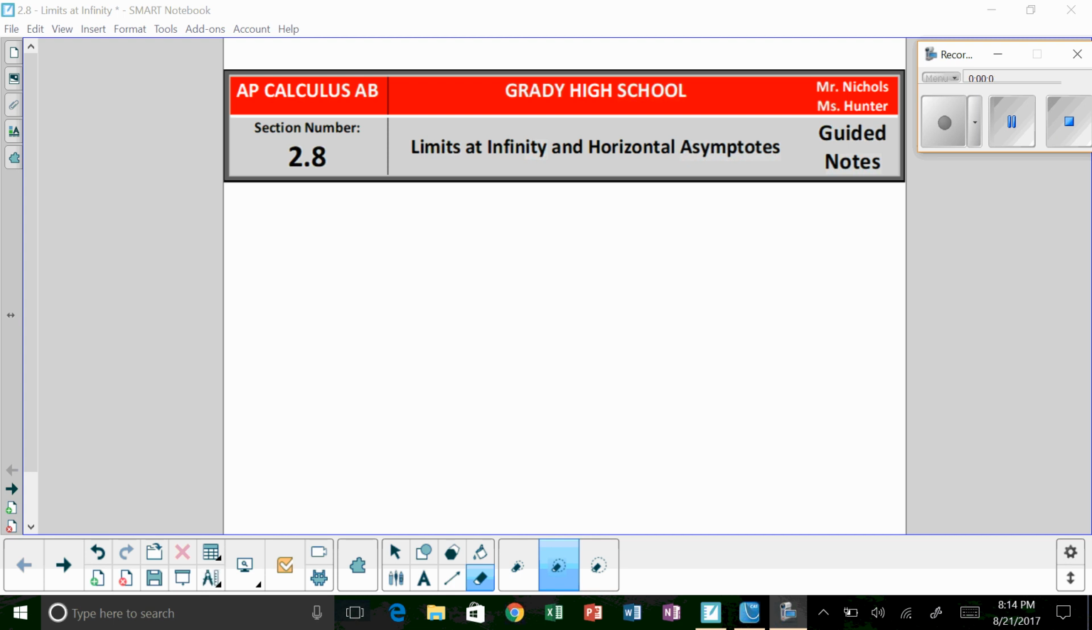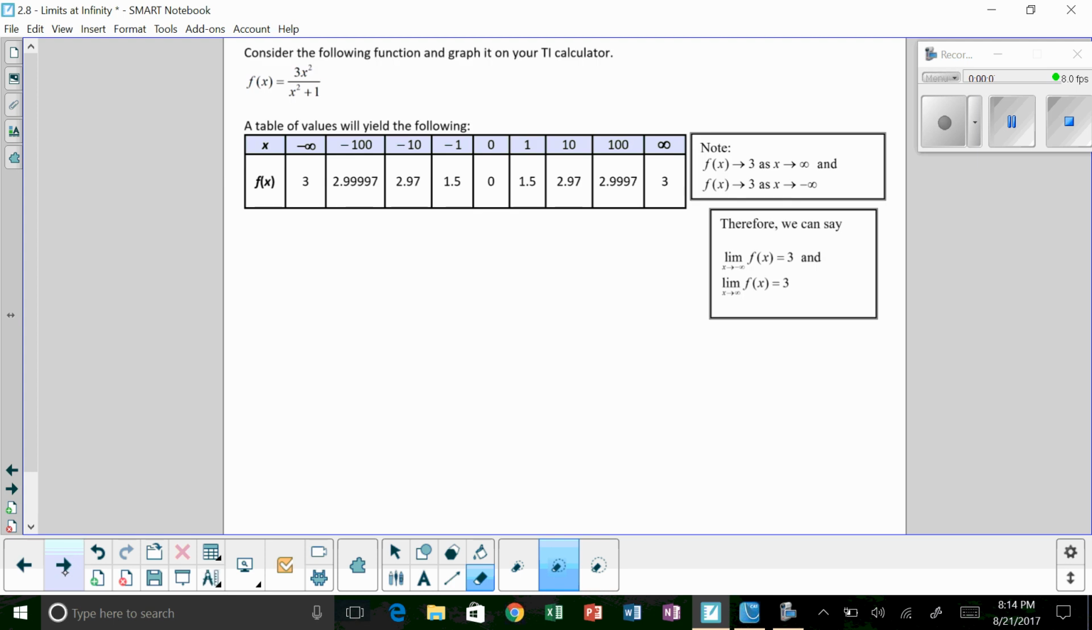Hello, and welcome to our lesson about limits at infinity and horizontal asymptotes. Let's get started. First, we're going to investigate the function 3x squared divided by the quantity x squared plus 1.